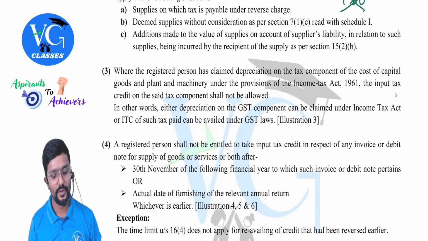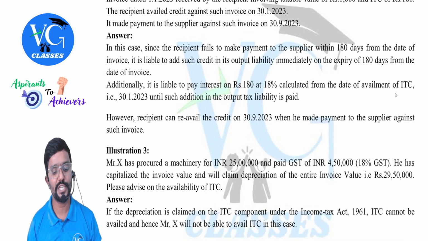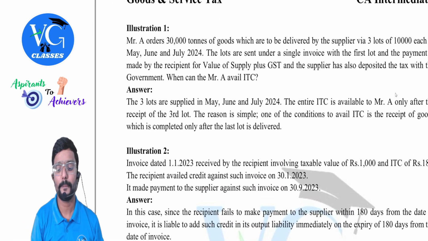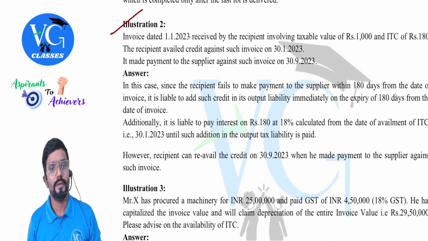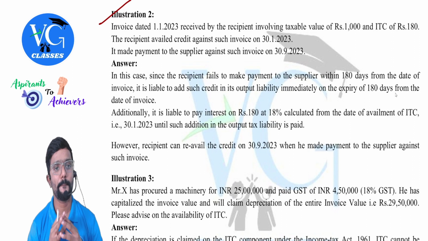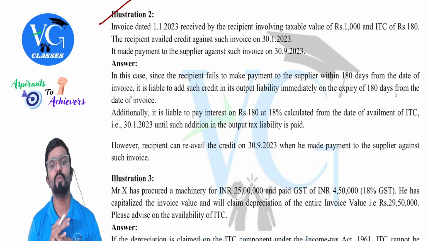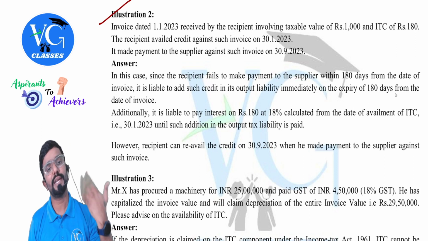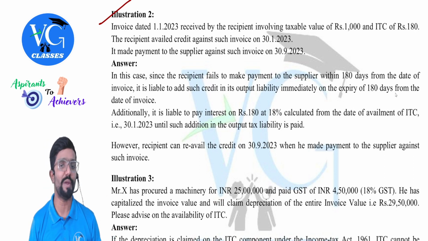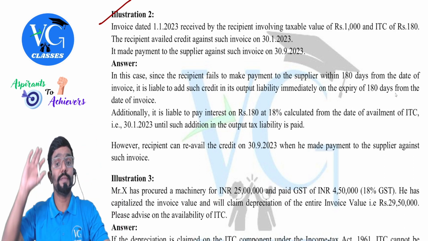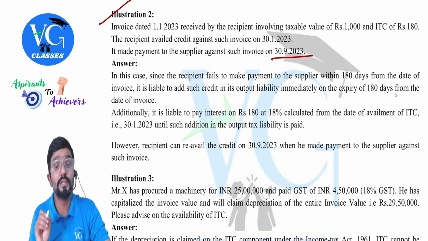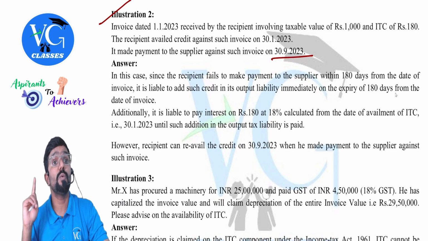Come to the next page. Illustration 1 we have covered. Let us go to illustration 2 now. Invoice is dated 1st January 2023, received by the recipient, involving taxable value of 1000 rupees and input tax 180. The recipient availed the credit against such invoice on 30th January 2023. He has already claimed the credit. He made a payment to the supplier against such invoice on 30th September 2023, after 180 days.